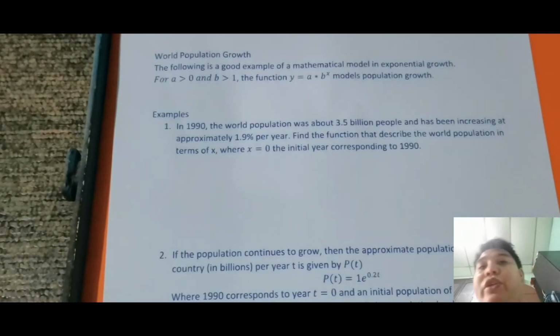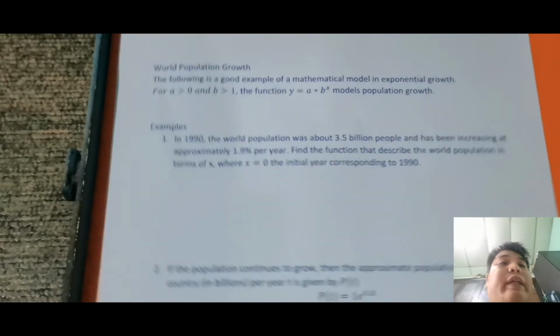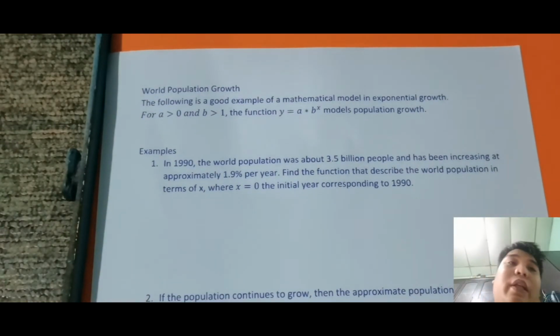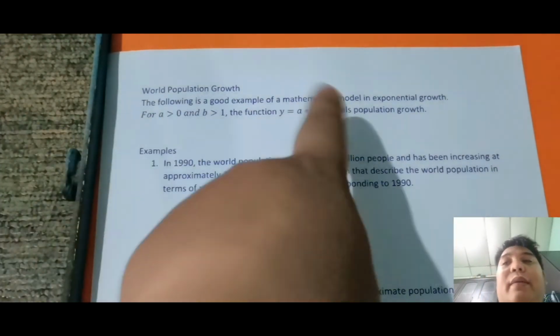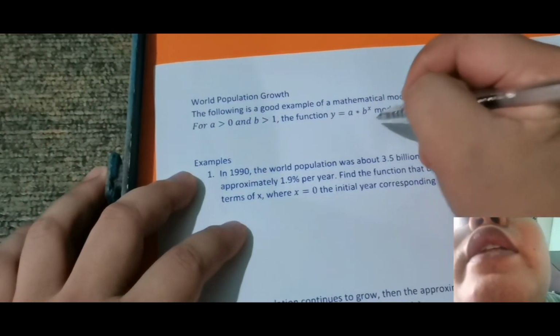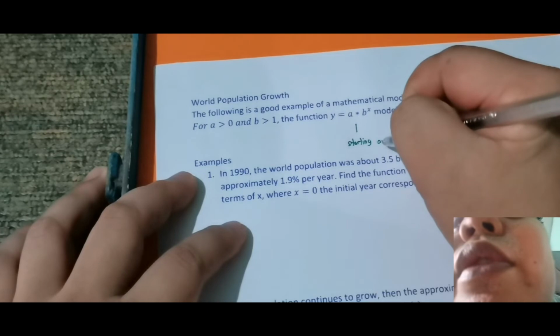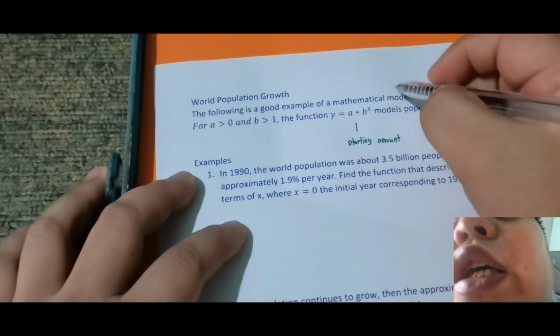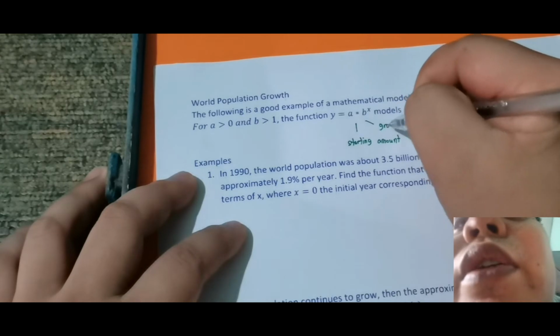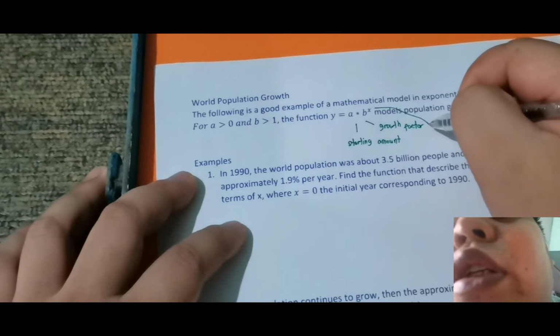Okay, so let's have the topic population growth. The following is a good example of a mathematical model in exponential growth. For a greater than 0 and b greater than 1, the function y is equal to a times b raised to x models population growth. So this is our example of population growth. The a is the starting amount. The b is the growth factor. Then our x is the number of increases.